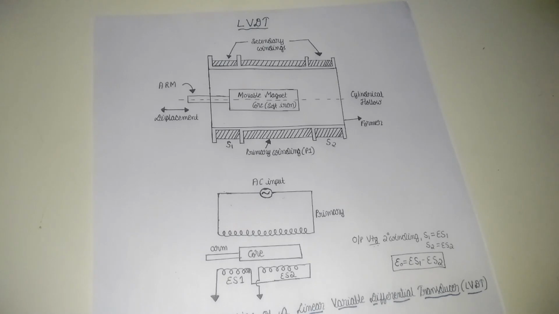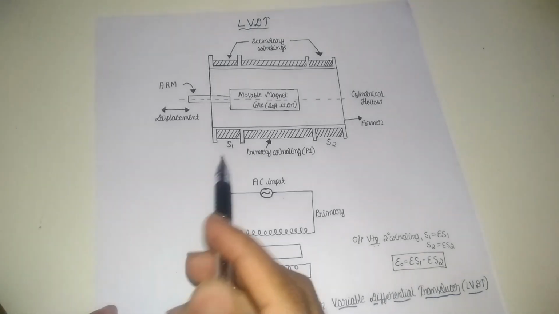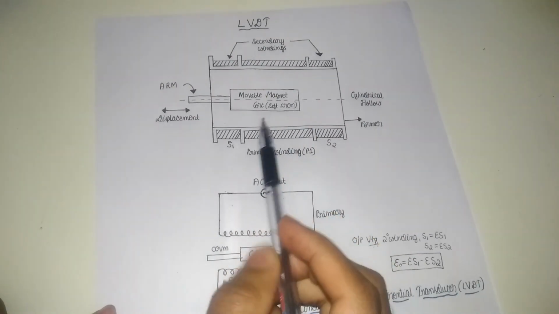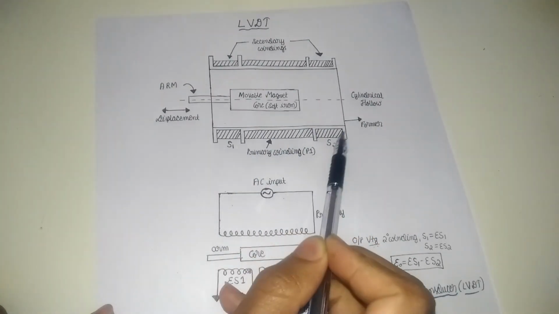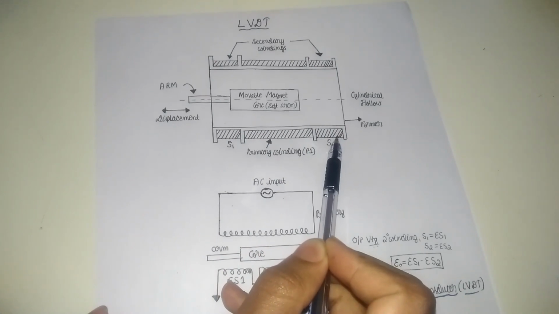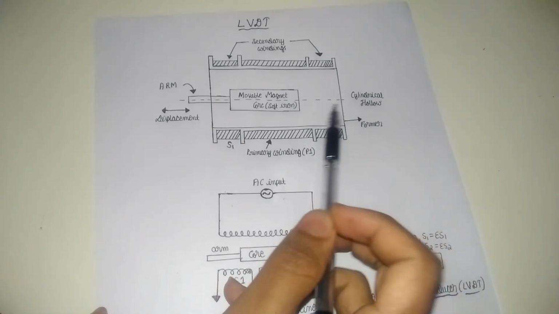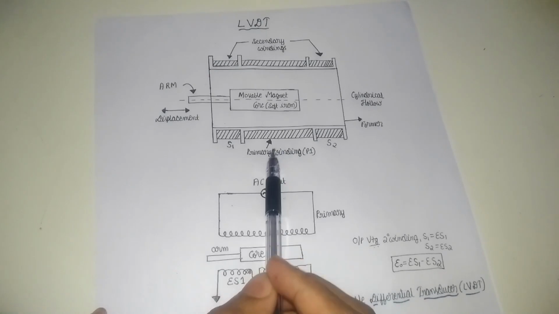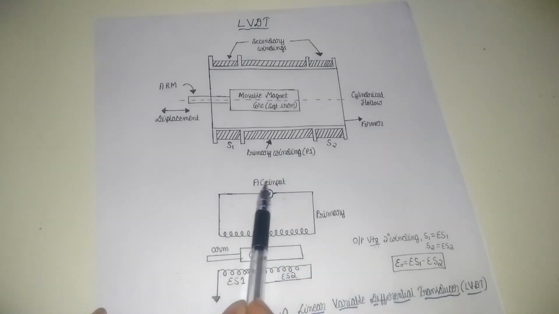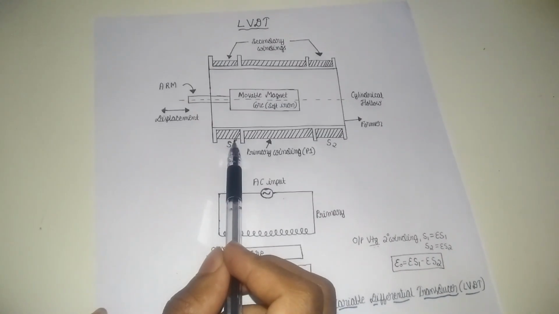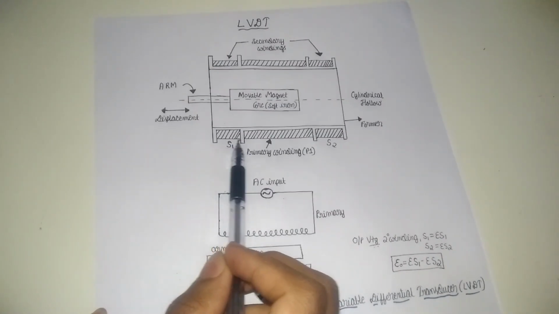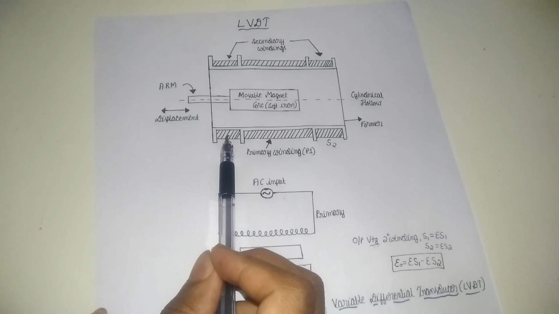Now we can see the construction of LVDT. In LVDT we have one primary winding and two secondary windings which are wound on a cylindrical former. This primary winding is connected to an alternating current input, and the two secondary windings, S1 and S2, have an equal number of turns.